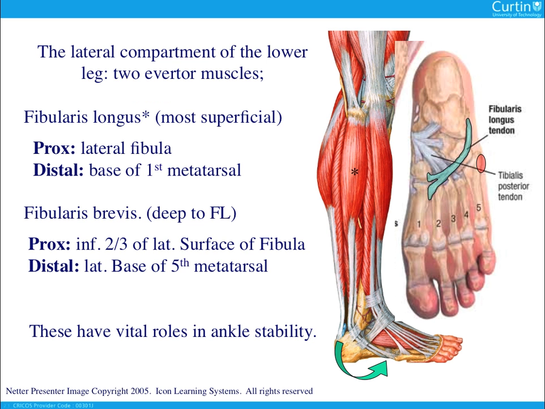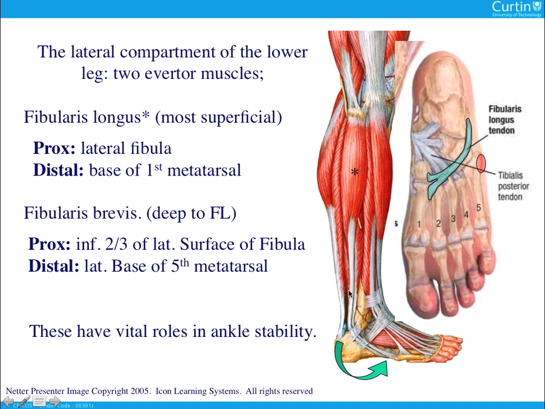Let's have a look. Here's the fibularis longus, and you can see that it comes posterior to the lateral malleolus, and then it dives medially under the foot, and it comes down to insert on the base of the first cuneiform and the first metatarsal. So what this is going to do is it's going to evert the ankle, mostly at the subtalar joint, and it's going to plantar flex the foot.